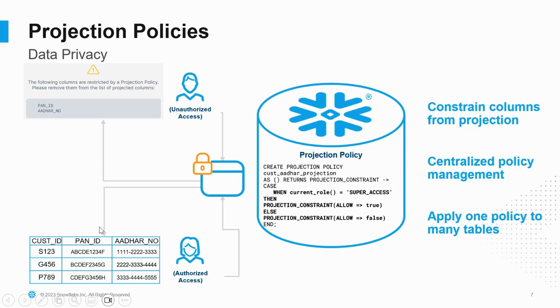So if you're using an existing query that somebody has and it has a column you're not able to use, does the query just error out? Yes, you get an error saying that the following columns are restricted by the projection policy. Okay, gotcha. So again, you may have to contact the admin to give you access if you're authorized, or else you have to remove those columns from your select statement. Gotcha.